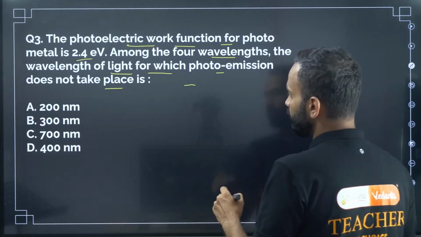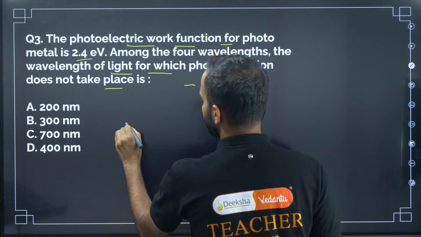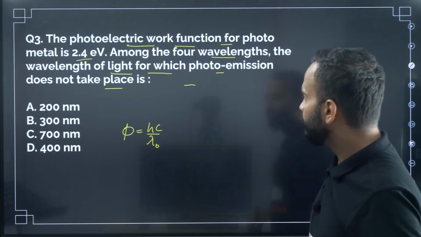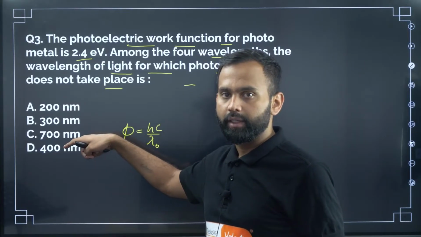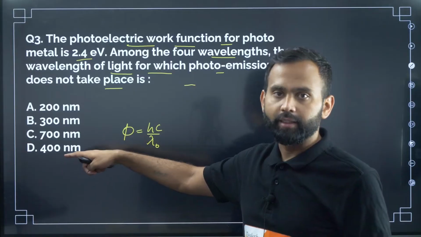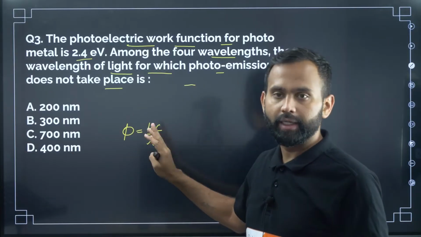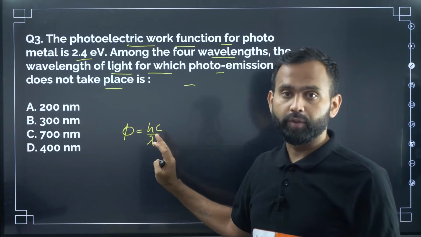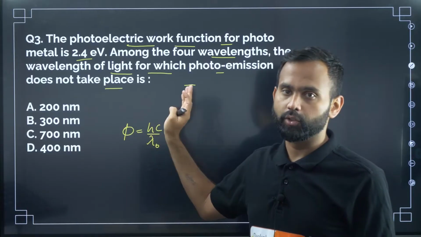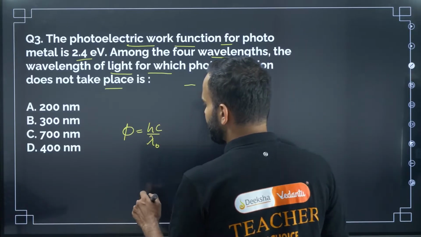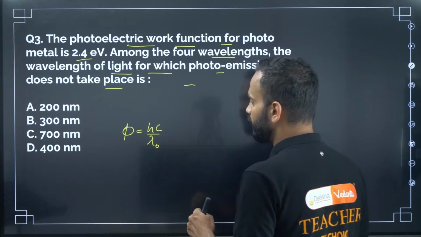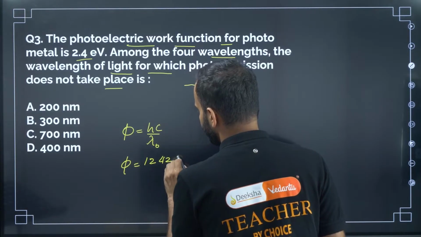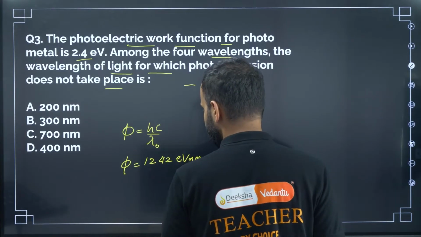So here, what is the work function? Work function phi equal to hc by lambda naught, right? So here we have to check every wavelength. The energy of the incident light must be lesser than the work function of the metal. Then only the photoelectric effect does not take place. So what is hc? 1242 electron volt nanometer, right?